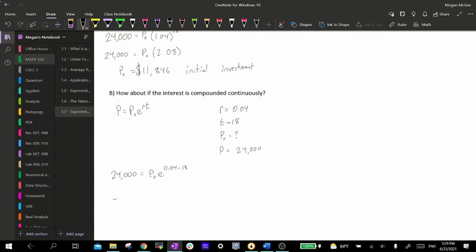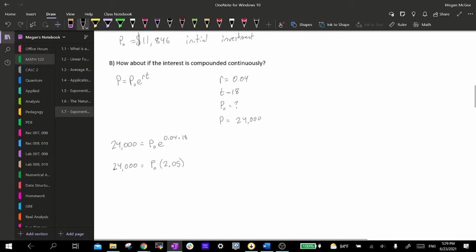All right, so we'll get $24,000 is equal to P naught times 2.05. All right, go ahead and divide both sides and we'll get P naught is roughly equal to $11,707 as an initial investment.